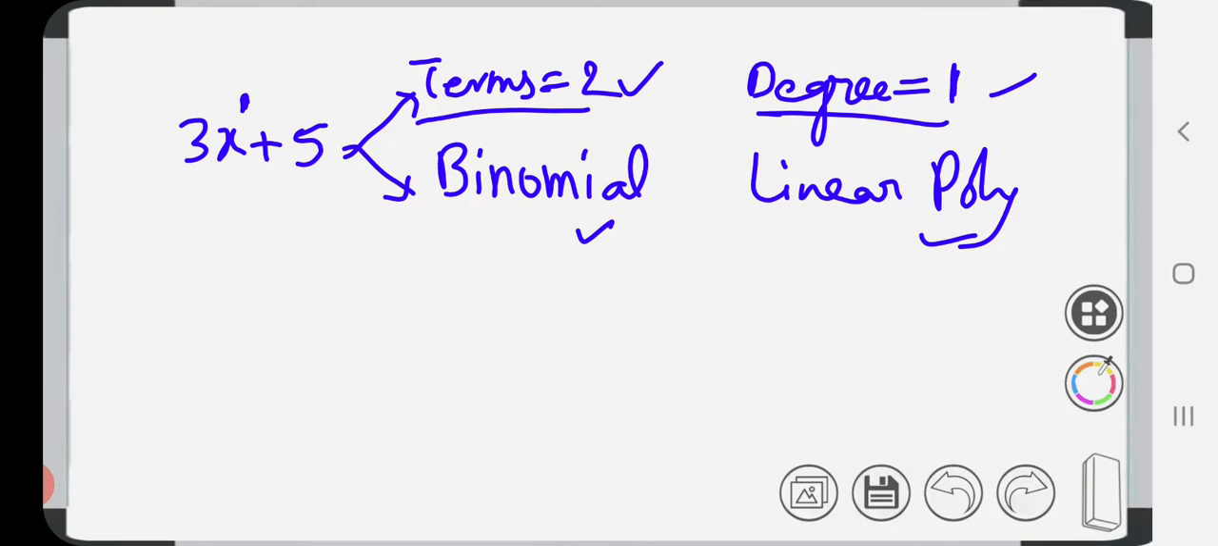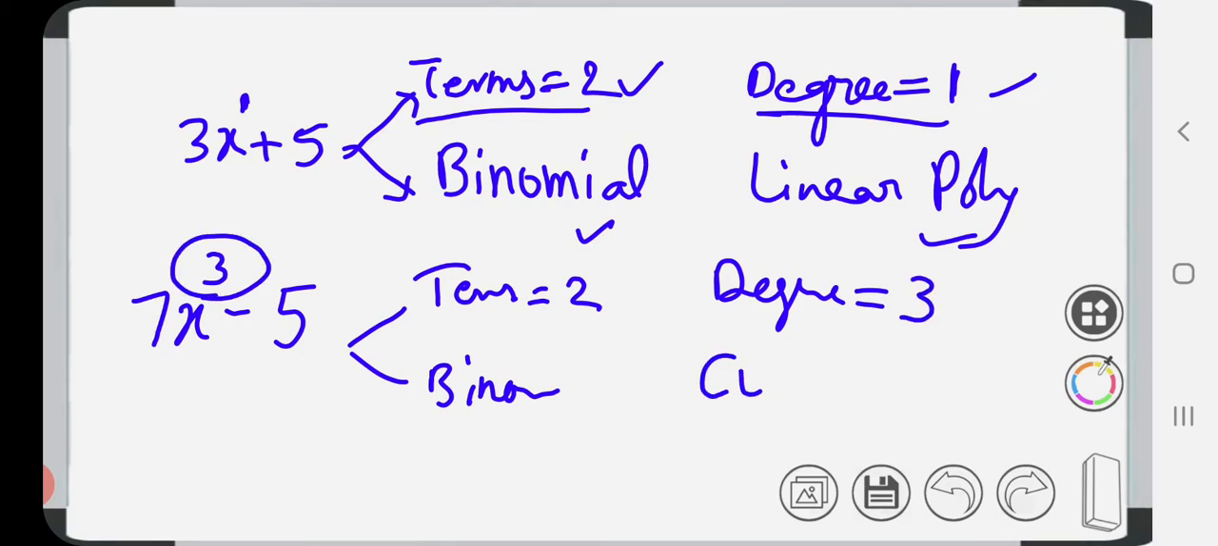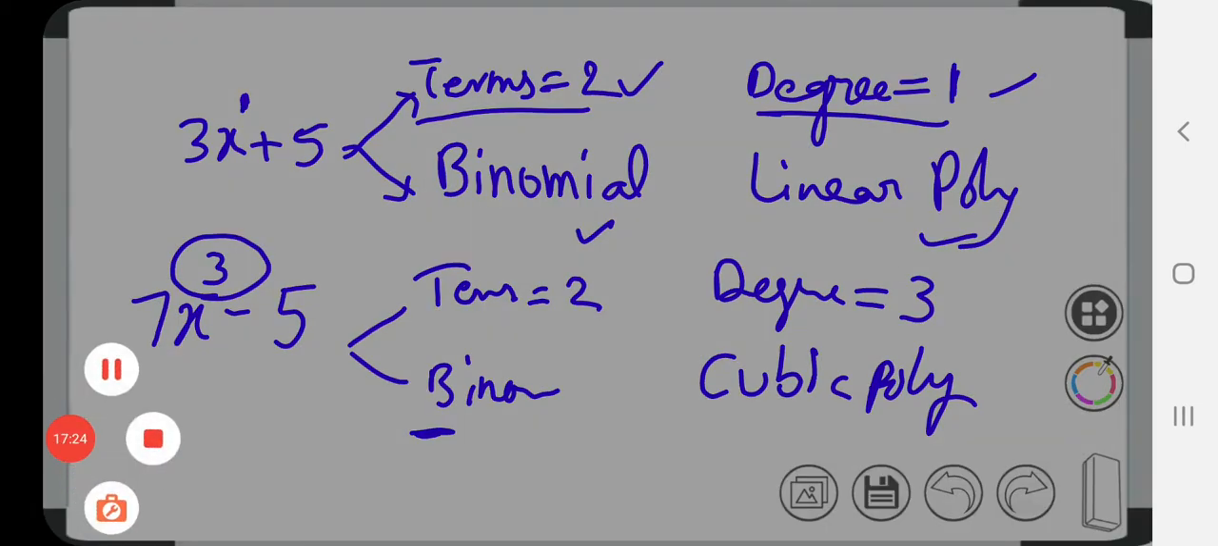If I consider 7x cube minus 5, the number of terms is equal to 2, therefore it is binomial. And based on the degree, here the degree is equal to 3, therefore this is a cubic polynomial. Like this we can name based on the terms and based on the degree.